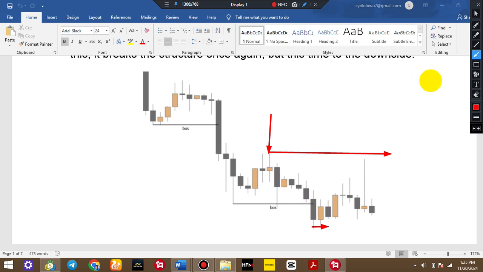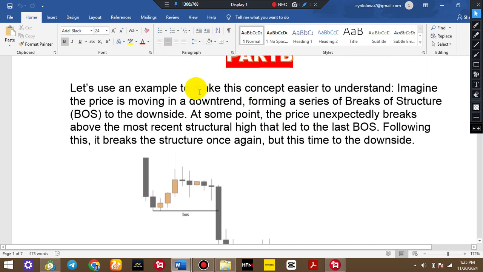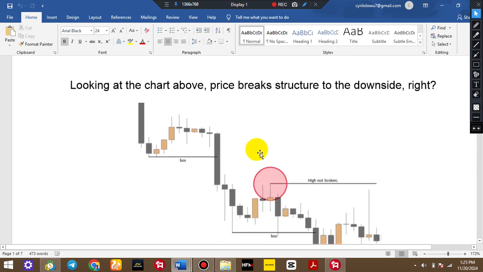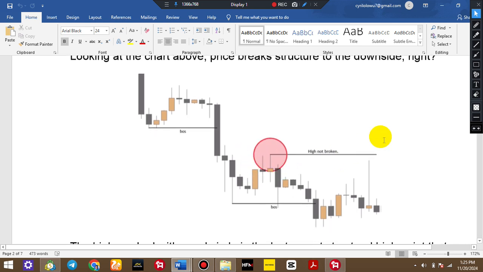So they said we should imagine a situation whereby price is in a downtrend, forming a series of breaks of structure to the downside. At some point, the price unexpectedly breaks above the most recent structural high that led to that BOS. So this is where the whole action played out. Now, this was the high that led to that break of structure. I showed you earlier on, it is circled in blue.